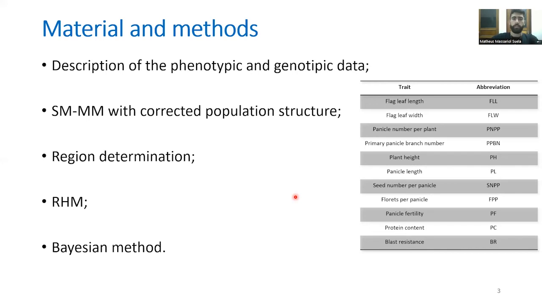The Bayesian method we used was BayesPi. The Bayesian inference treats the vector of unknown parameters of the model as random quantities by prior distributions.